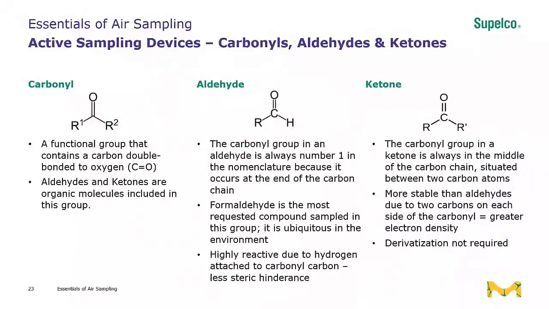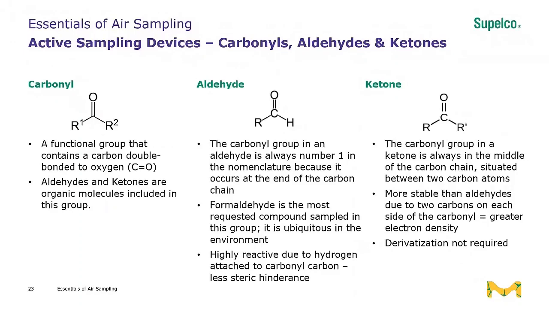The next sampling group I'm going to discuss are called the carbonyls, and aldehydes and ketones fall into this group. So what is a carbonyl? A carbonyl is a functional group that contains a carbon double bonded to oxygen. And of these contaminants, aldehydes and ketones, the aldehydes are typically more reactive than ketones due to the following factors.